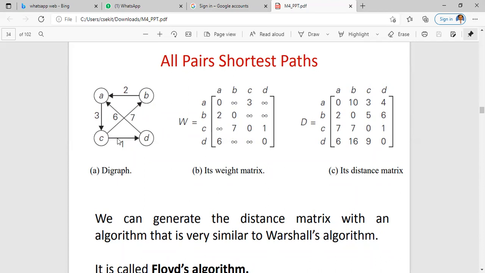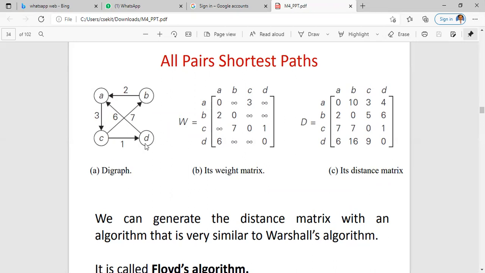So C to A, you have to find the path. C to D, you can go like this or you can go like this also. If you go like this, it will be C to B 7 plus B to A 2, so 7 plus 2 is 9. But if you come like this, C to D 1, D to A 6, so 6 plus 1 is equal to 7. So C to B 7 is already there.